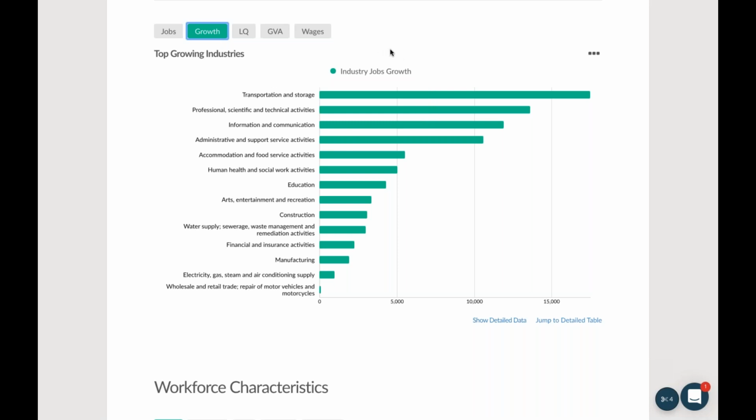So what we can see here is the top growth industries have been transportation and storage, professional, scientific and technical, information and communication, and admin and support services.